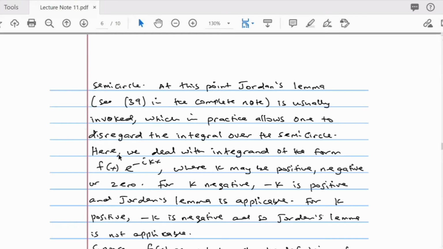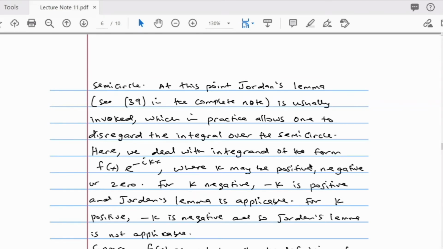So now we are going to deal with integrals of this form. We want to find the integral of f(x) e^(-ikx), where k may be positive, negative, or 0. So we want to integrate over the whole of the real line, R. In that case, k may be positive, negative, or 0. If k is negative, we are fine. We don't have a problem with negative k.